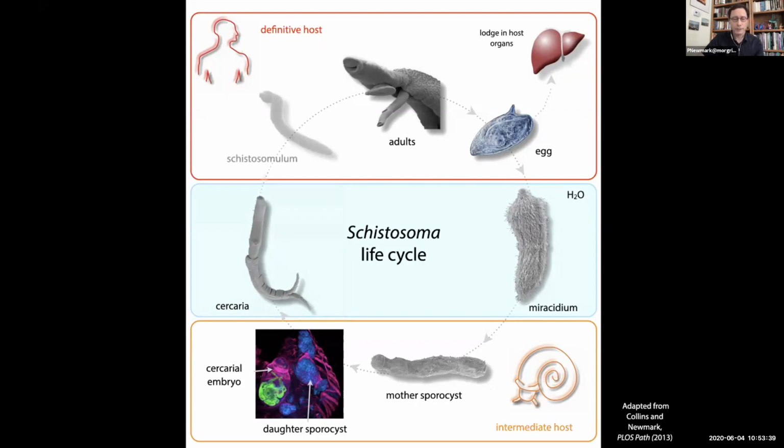And if they find such a host, they'll penetrate the skin in a matter of minutes, shed their tail on the way through, and convert to this larval stage known as a schistosomulum. This schistosomulum then has to work its way from the skin to the vasculature, to the lungs, and ultimately to the hepatic portal vein, where the males and females will find each other as juvenile parasites. And then this pairing is required actually for female growth and reproductive maturation.